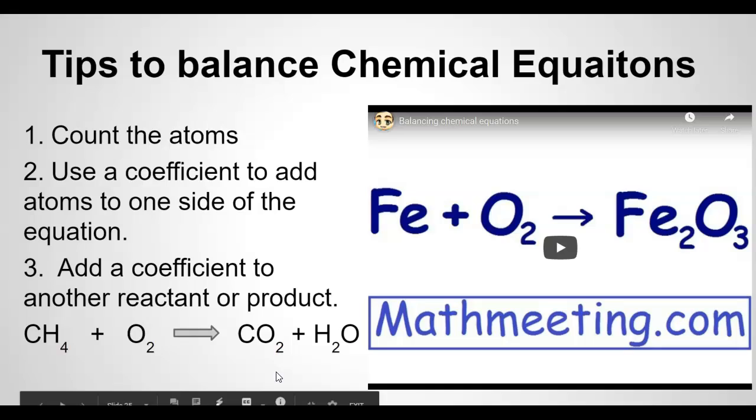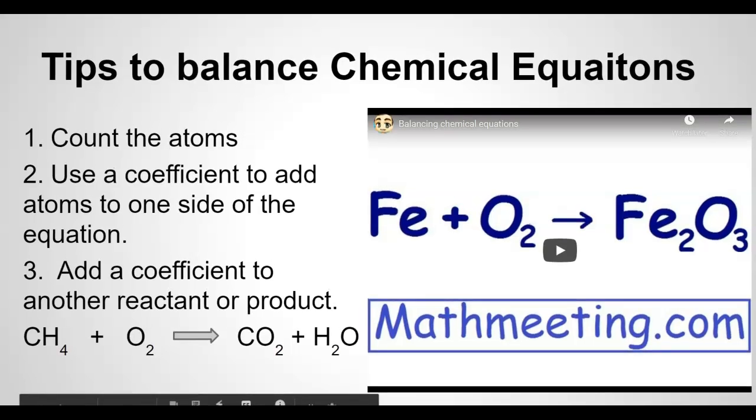Some tips, and we'll do some practice ones here in a minute. You count the number of atoms on each side, then use a coefficient basically to multiply one atom or another until it equals out. So let's take a look at this one here. This is methane gas plus oxygen gives you carbon dioxide and water.